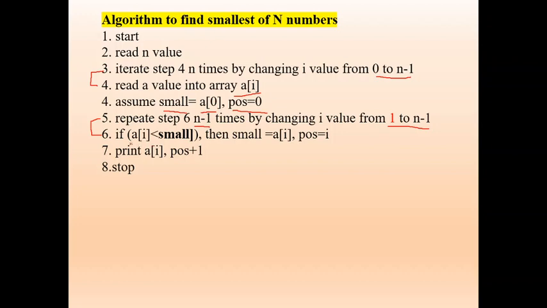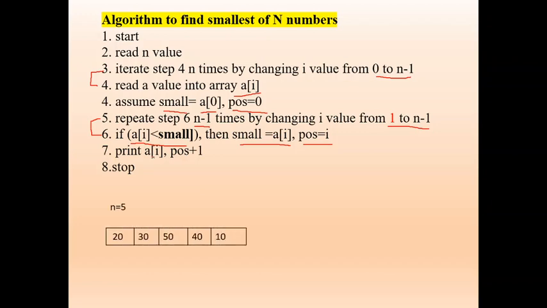So if A of i, this is the key logic, this is the key point, if A of i is less than small number, then automatically assign this A of i to small. So that is like this: small equals A of i and position is i. Now, after completion of this loop, print the small value and its position.